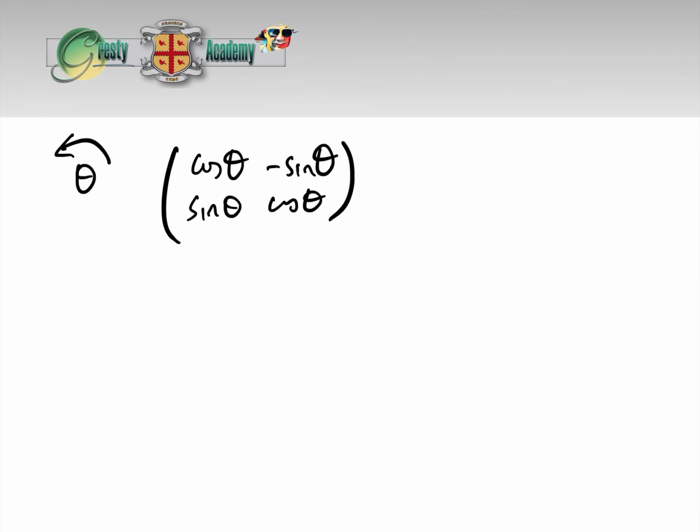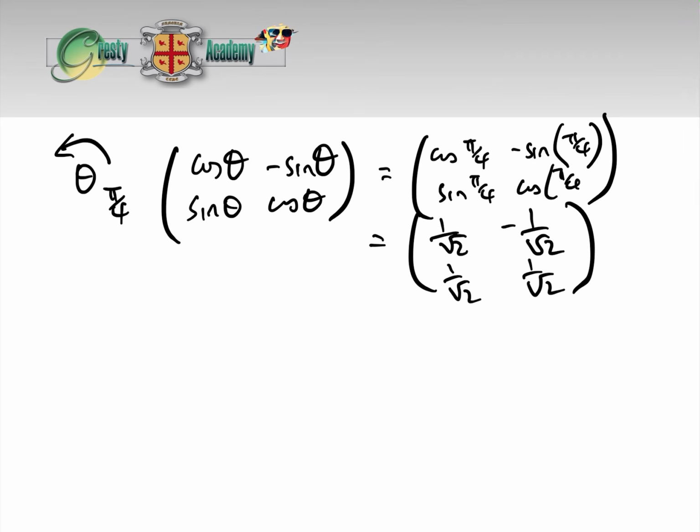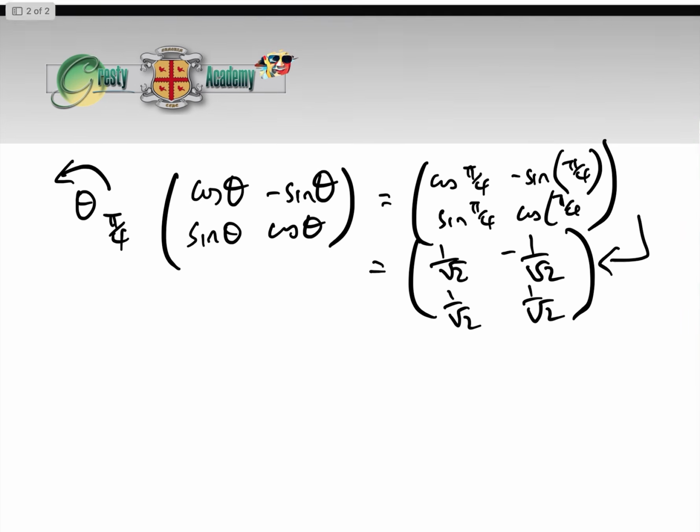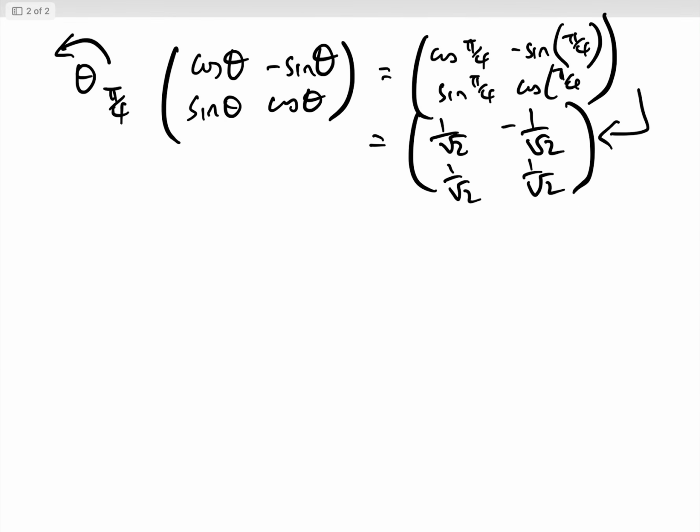sine theta, cos theta. So for an anti-clockwise move by pi over 4 or 45 degrees, it would be cos of pi over 4, minus sine of pi over 4, sine of pi over 4 and cos of pi over 4, which equals 1 over root 2, minus 1 over root 2, 1 over root 2, 1 over root 2. So we need to apply this rotation matrix here to the coordinates of this parabola, and these are the coordinates in parametric form.